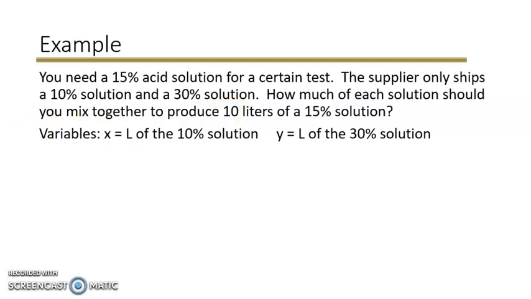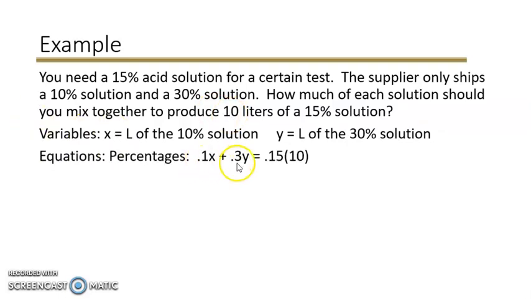So let me show you that equation. I have 0.1 times x plus 0.3y equals 0.15 times 10. Now you can, of course, multiply this and get 1.5. That's up to you. I just left it there so you could see how I did it. It's 10 liters, and I need 15% of that to be acid.